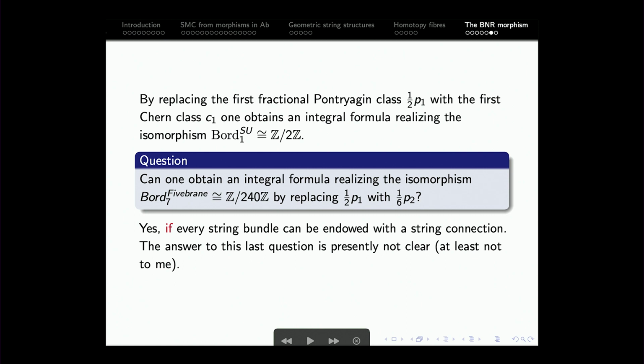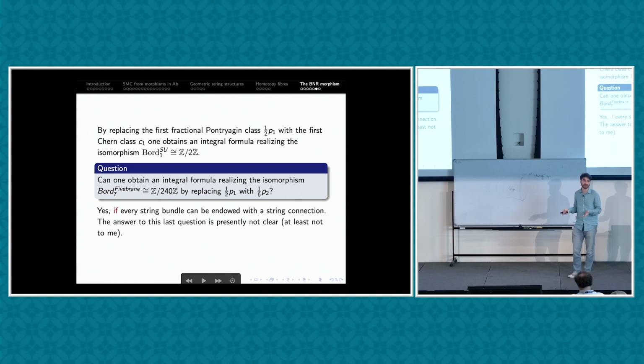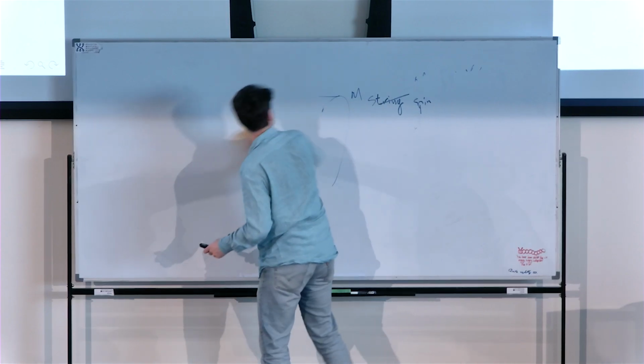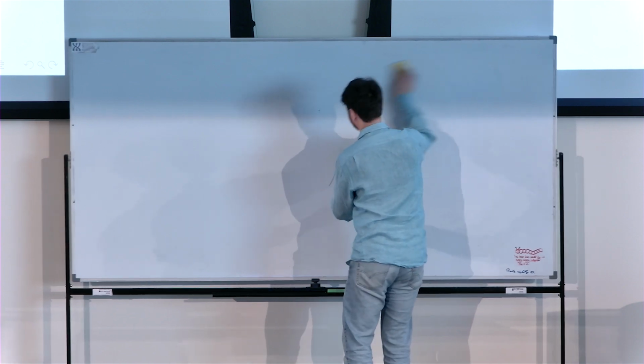So if every topological string structure can be enhanced to a string connection, then the game can be played. But this is presently not clear to me. So this actually is a problem just in analysis, so maybe someone in the audience already knows the answer, but I do not know it. And let me conclude with a question to you instead of receiving a question myself.